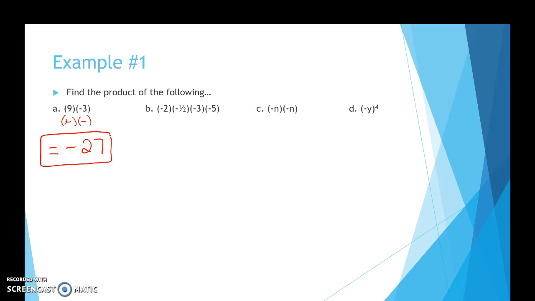For B, let's solve it going from left to right, using order of operations. So let's first multiply -2 times -1/2. Well, half of 2 is 1, and negative times negative is positive. So that would be +1 times -3 times -5. Now I take 1 times -3 to get -3, and -3 times -5 gives me an answer of +15.